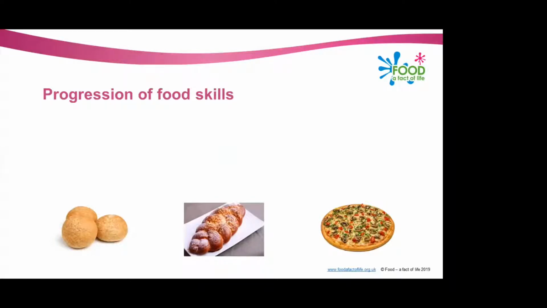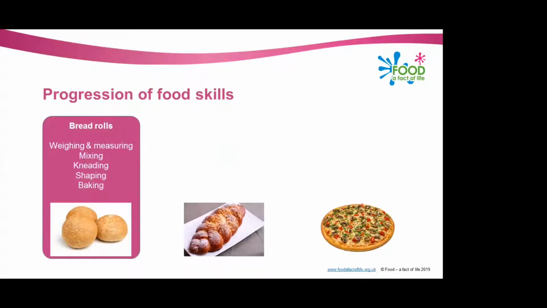Progression of food skills, though, can be quite complicated and really depends on the complexity of what you do. So, for example, here, I've got 3 examples. You can see I've got some bread rolls, in the middle, I've got a fruit plait, and at the end there, I've got a pizza. So, for example, my bread rolls, why am I doing it? Because it's about weighing and measuring, it's about mixing, it's about kneading, it's about shaping, and it's about baking. Okay, so I could add some more things in that, but top line, that's what I'm going to.